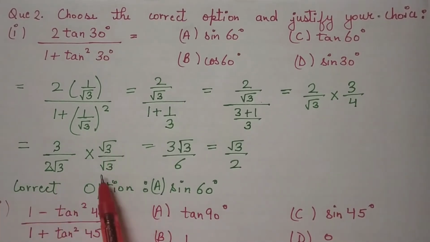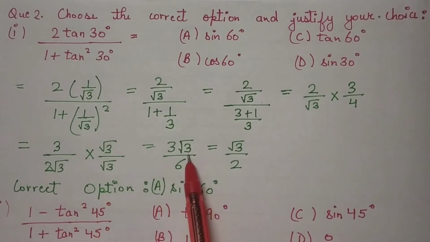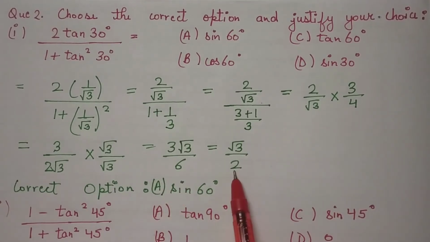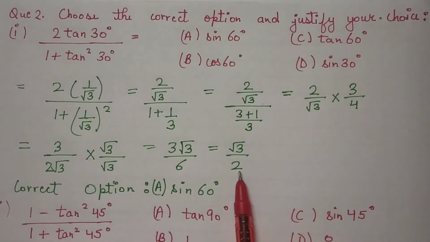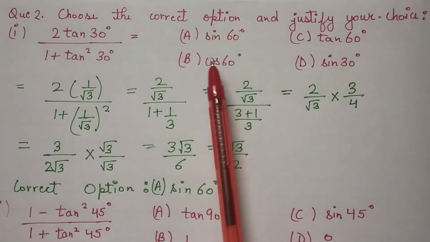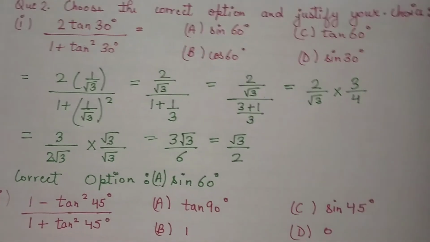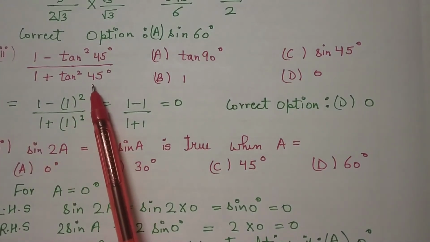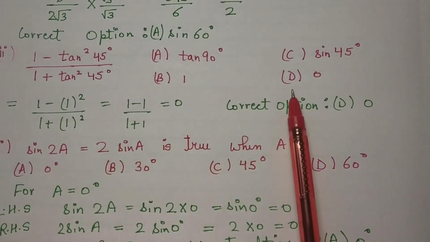Now I have done the rationalization to remove the root. So after rationalizing, it is 3 root 3 by 6, and cutting 3 and 6, root 3 by 2. Now check which option has the value root 3 by 2. Sine 60 degree. A part is the answer because the value of sine 60 degree is root 3 by 2. This is the way you can do these questions. Second part, 1 minus tan square 45 degree upon 1 plus tan square 45 degree. Put the values. This is simply becoming 0, and 0 is D option.